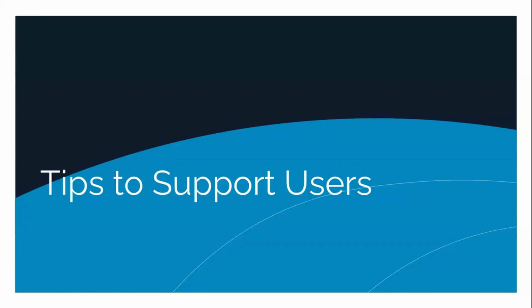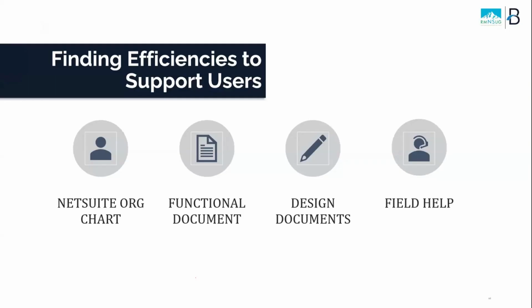All right, so jumping into tips to support your users to wrap up. Finding efficiencies to support your users can be done through these 4 items. First, the NetSuite org chart. Document the structure of your users, your super users, as well as mapping out the roles for approval workflows or any process areas, to really help your users know how the system works and where to go. If they're having issues, do they know what super user to contact? It's just a quick resource for them so they don't have to reach out to you as a NetSuite administrator.